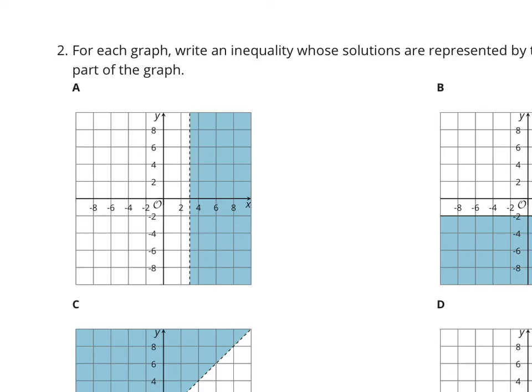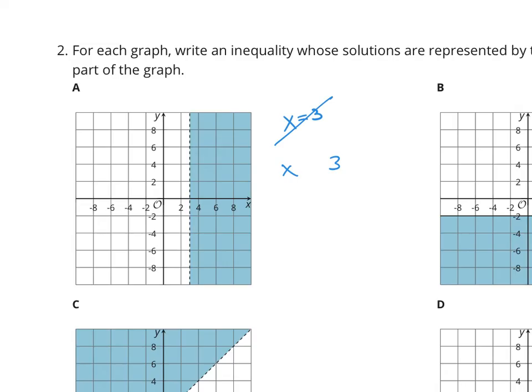Notice it is a horizontal line that goes through positive 3. So if I was writing an equation for this, I would use x equals 3. But I don't need an equation, right? I need an inequality. But I'm still going to use the x and the 3 to write my inequality. I just need to decide what my symbol is.